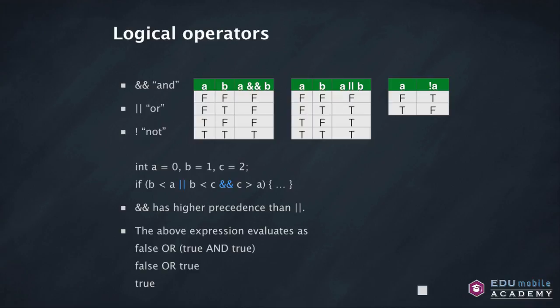So the above expression evaluates to B is less than A is not true, so that's false, or, and then in parentheses, B is less than C, that's true, and C is greater than A, that's true. So true and true is true. False or true is true. So that's the evaluation for that. Keep in mind, though, that and does have greater precedence than or. Not, the unary not operator, we can reverse the logic of a conditional expression using the not.